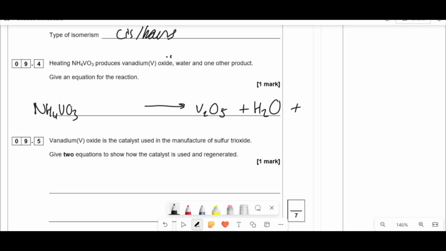We've got H2O, which comes from a bit of here. And we're only heating this to make that. There's no other reagents in this. So what's left has got to be something that ends in NHs. It's probably going to be NH3, let's be real.